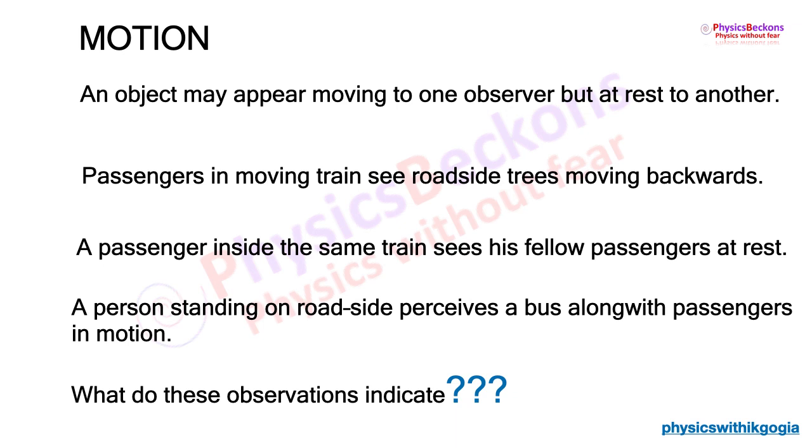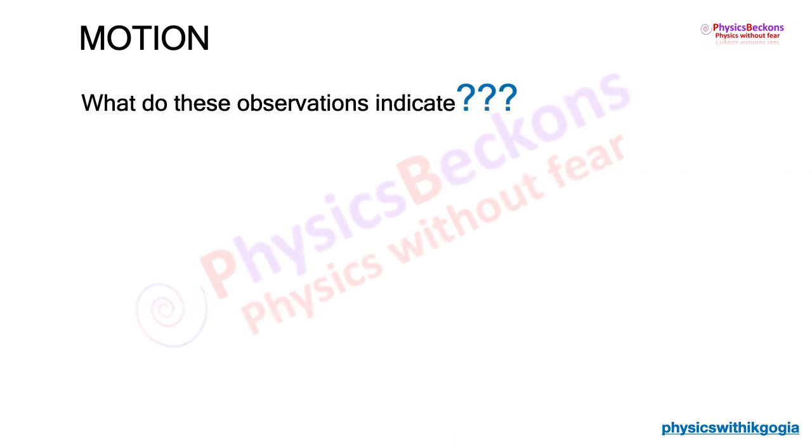What do these observations indicate? We need to probe it. This shows that rest and motion are not absolute terms. They are relative terms. The term relative is important, and we can take a few more examples for the same.